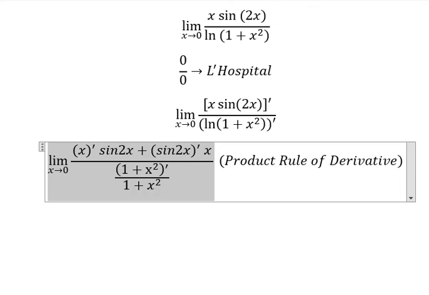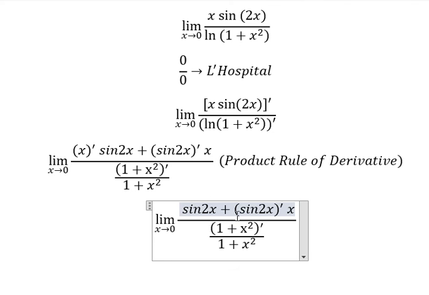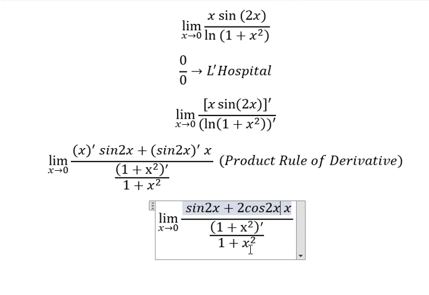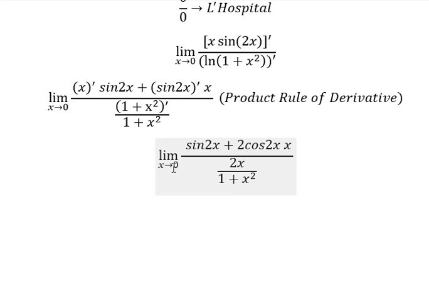So, this one we have number 1. This one we have 2 cosine 2x. This one we have 2x. Now, if I put number 0 on here and here, you still got about 0 over 0.